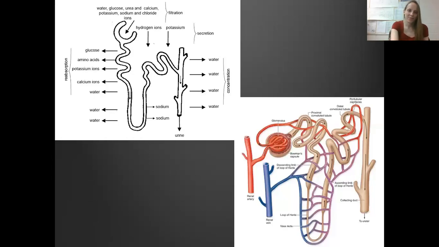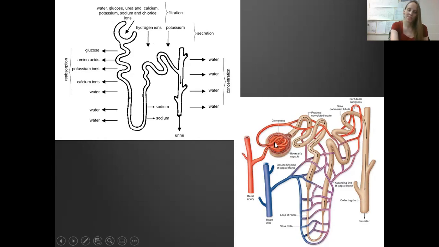Okay, so these are just two different diagrams of what this would look like. So this is our glomerulus. So blood comes in through the afferent arterioles, blood goes out through the efferent arterioles, all of these capillaries down here, in this case purple and blue, are the tubular capillaries.